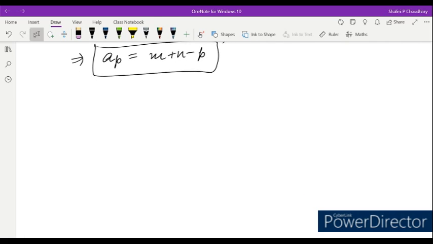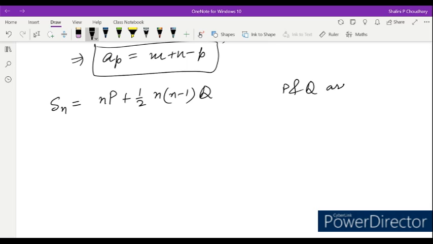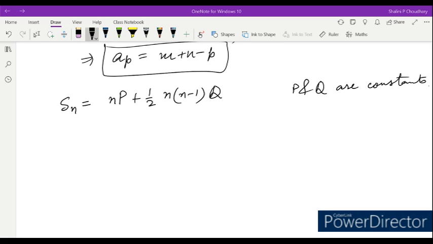Next question, what we have to do? If the sum of n terms of an AP is Sn is equal to n into capital P plus 1 upon 2 n into n minus 1 Q, where P and Q are constants. Okay, so we have to find out the common difference. So what is the difference? D का value क्या होगा?